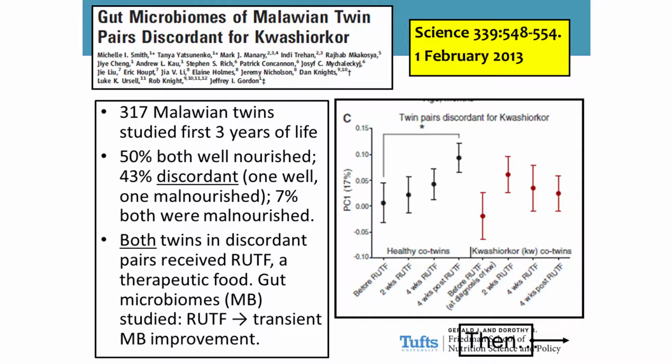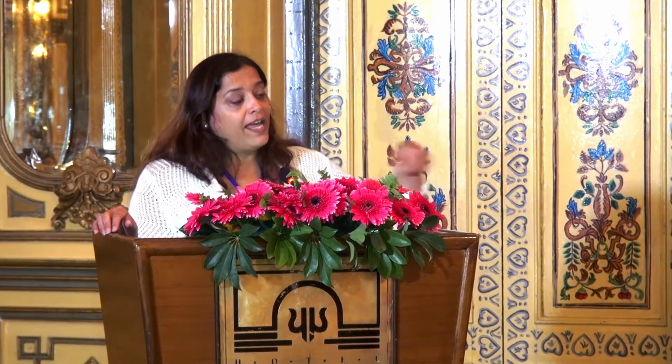And what you found is that the twins that were normal actually did very well. And the twins that were discordant did well, but then they started banking down again. So essentially, despite the fact that they received RUTF for the same amount of time, the ones that were malnourished, for whom the RUTF was very important, didn't actually benefit as much as the normal children. And I don't have the subsequent slides on this.